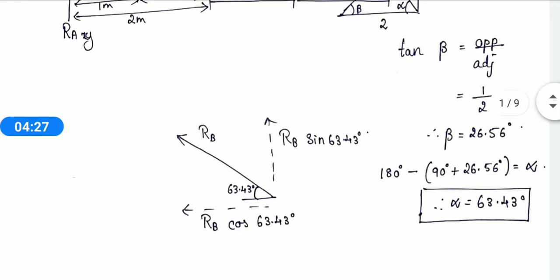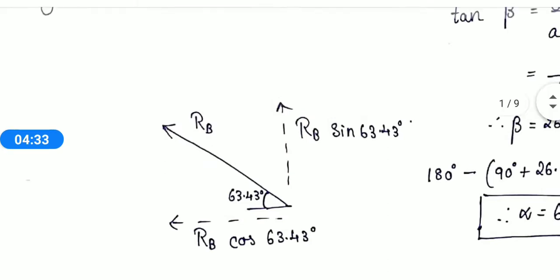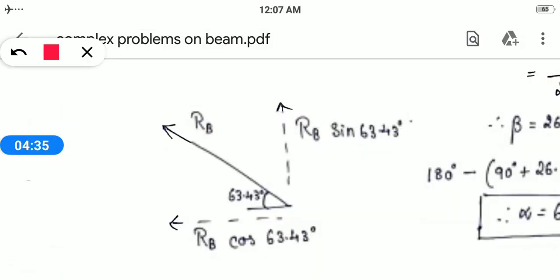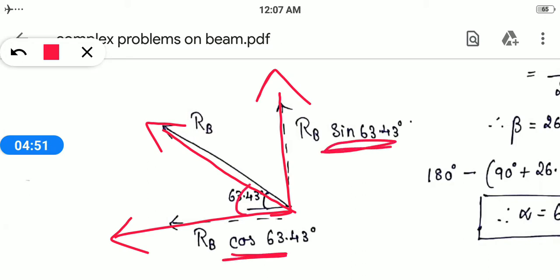Now we have to resolve this force into two components. This is your reaction RB, which acts toward your beam at this angle. When you resolve this, how will the vertical and horizontal components act? One toward the up direction and one toward the left side. The alpha is here, so the closest component will have the cos and the far one will have the sine. This is like a normal condition.